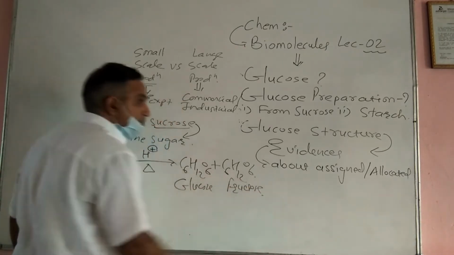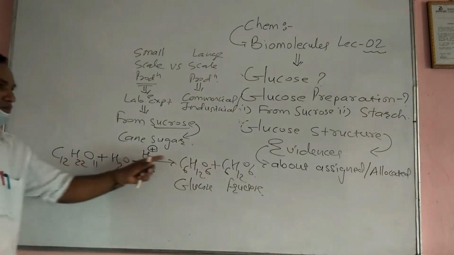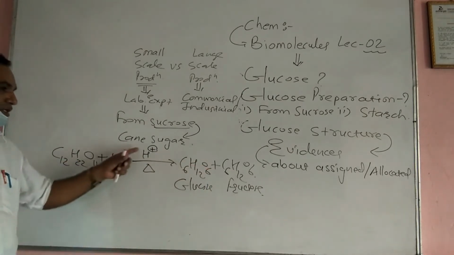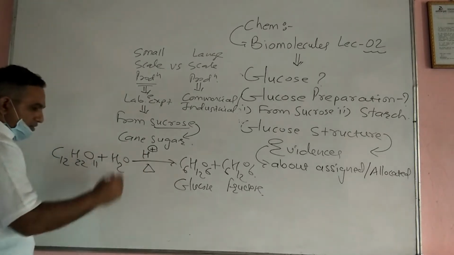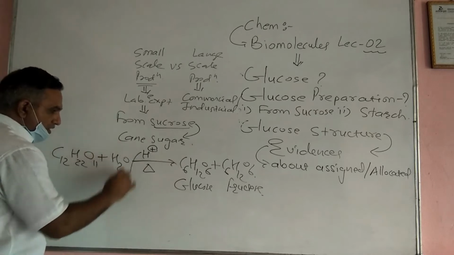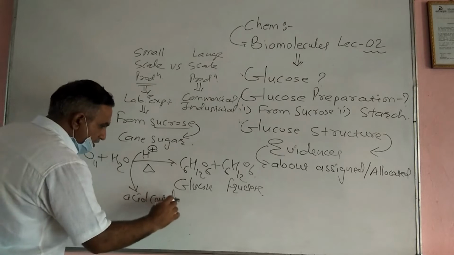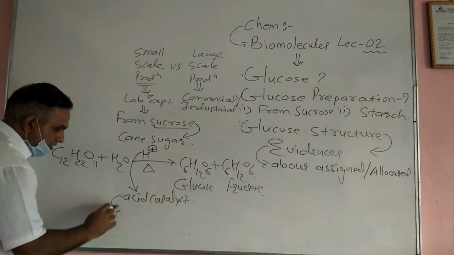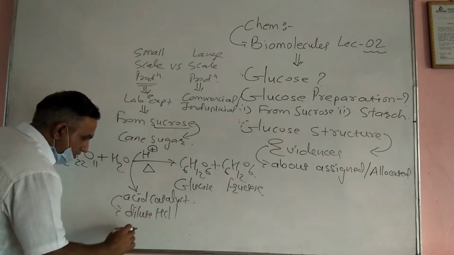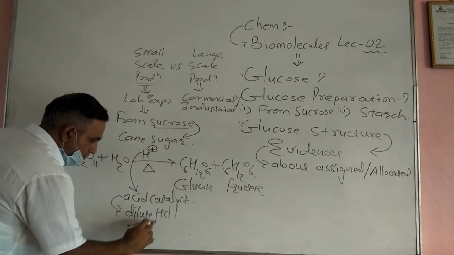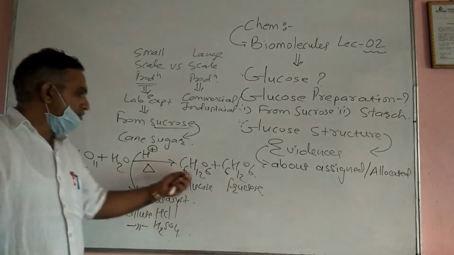It means the disaccharide is converted into monosaccharide after boiling with dilute H2SO4 as well as dilute HCl. So this indicates the acid catalyst, and this acid catalyst is in the form of dilute HCl or dilute H2SO4. So glucose had been formed.